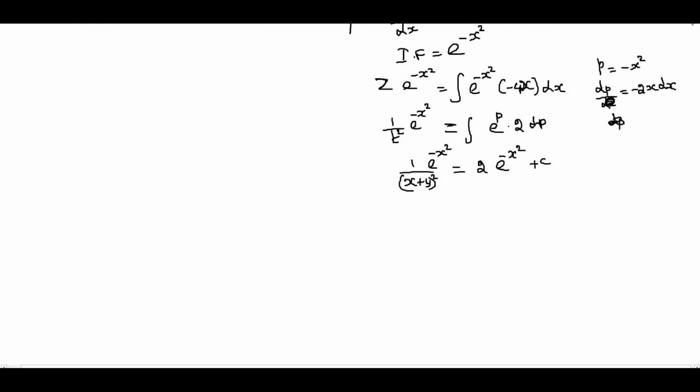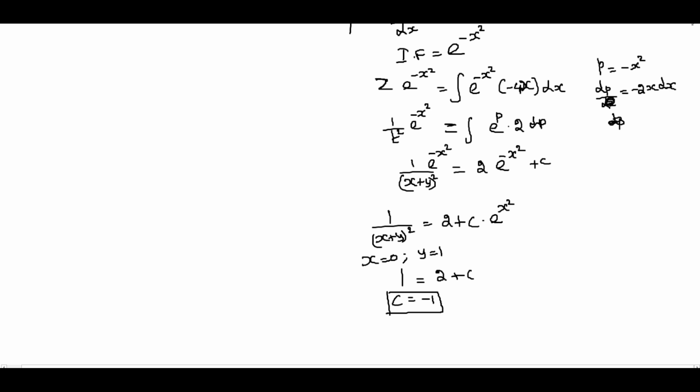So finally, 1 by (x plus y) whole square is equal to 2 plus c into e power x square. Given that x equal to 0 and y equal to 1, so that 1 equal to 2 plus c, so c equal to minus 1. Okay, so (x plus y) whole square is equal to 1 by (2 minus e power x square).